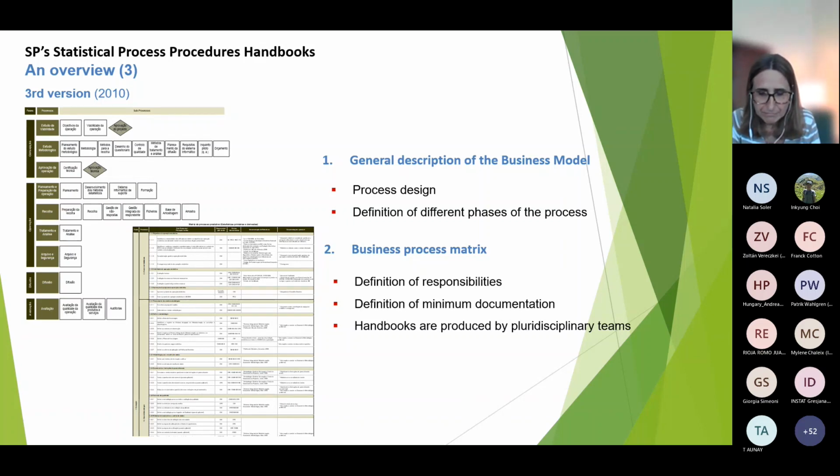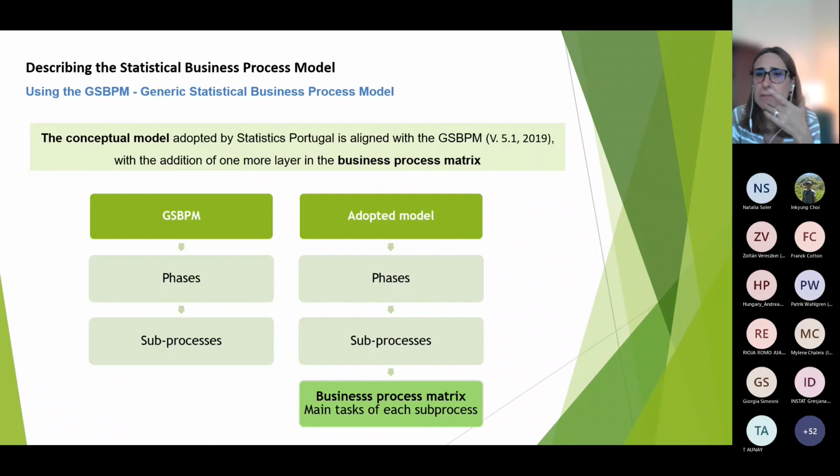It was afterwards that we adopted the GSBPM in 2015, and lately we already have 3 editions based on the boxes of the GSBPM from UNECE. So the main difference at the moment, between the GSBPM model and our handbook, is the 3rd layer, where we describe the main tasks of each process, because this is the part of the handbook which really has to do with our own business as an organization, the way we are organized and the relations that we have with one another respecting the structural organization.